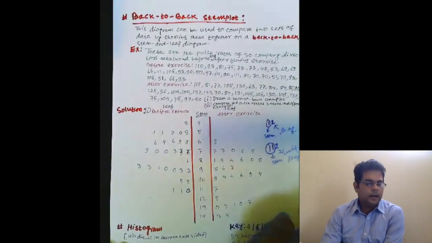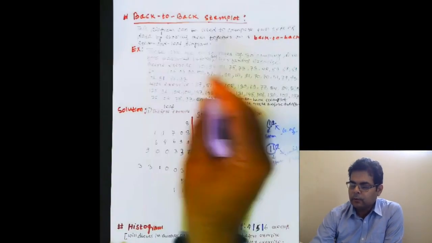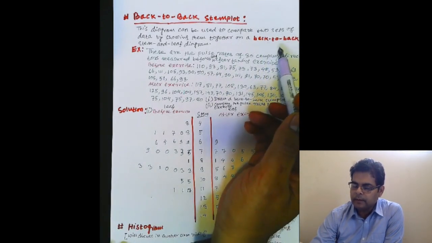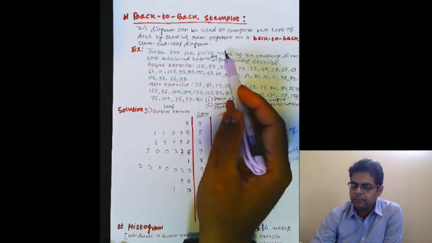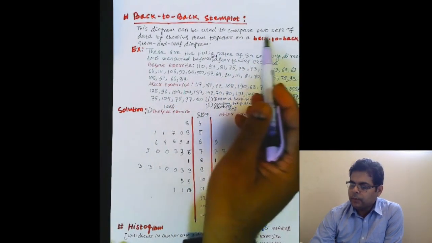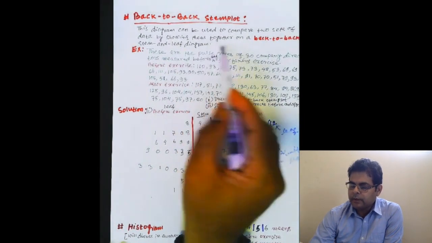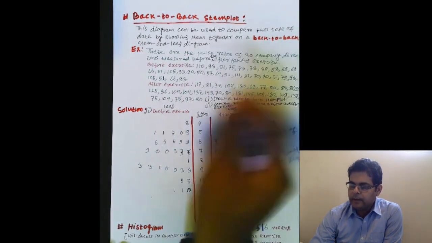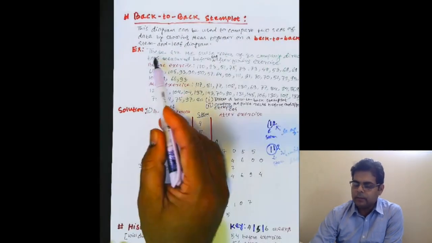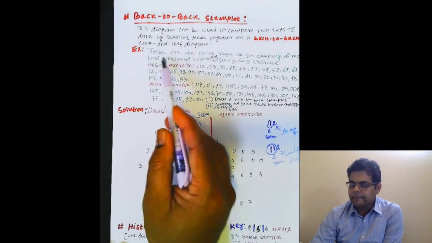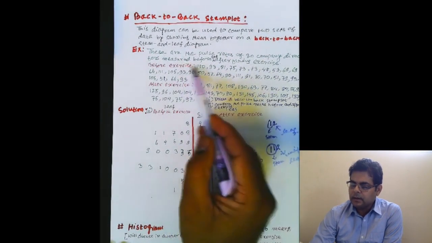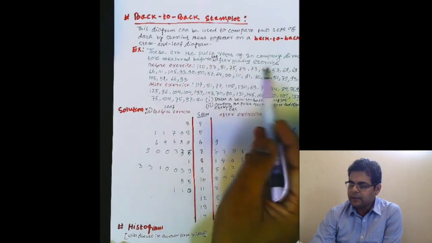Okay guys, now we shall discuss the back-to-back stem plot, and that is also called a back-to-back stem and leaf diagram. This diagram can be used to compare two sets of data by showing them together on a back-to-back stem and leaf diagram. So let's see the example. The example states that these are the pulse rates of 30 company directors measured before and after taking exercise.